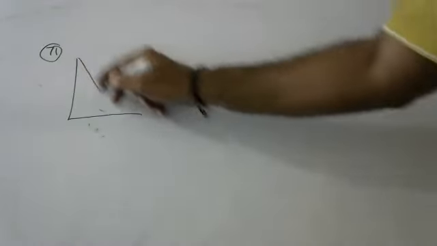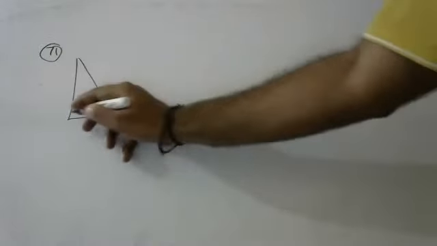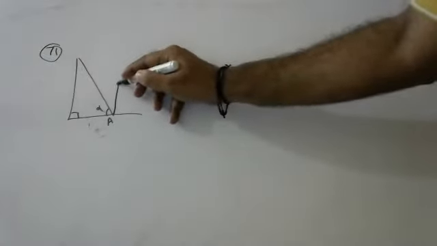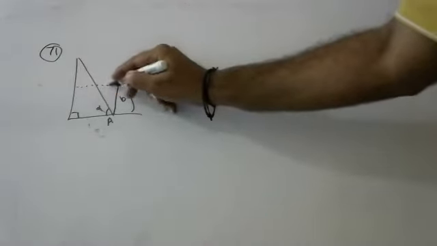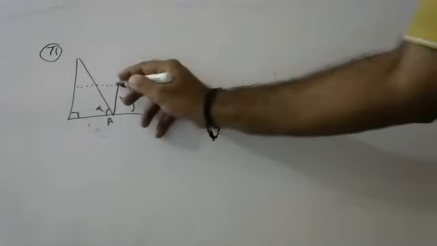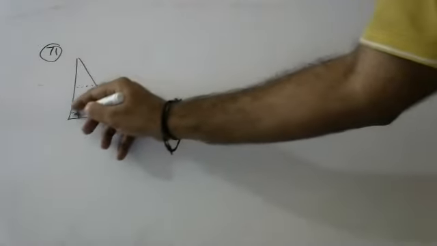A tower subtends an angle alpha at a point A on the plane of its base. The angle of depression of the foot of the tower at a point B meters exactly above A is beta. From here, they are seeing the depression of the foot of the tower at a depression of beta.